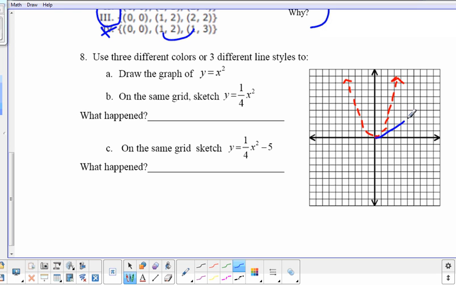Okay. Well, the 1/4 x squared flattens it out, you'll notice. And then 1/4 x squared minus 5 flattens it out but moves it down 5. 1, 2, 3, 4, 5. So it's pretty much just that same one but moved down 5. So this one, compressed down by 1/4.